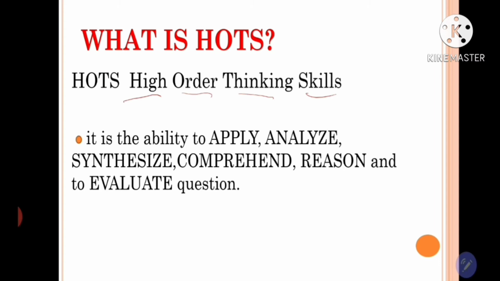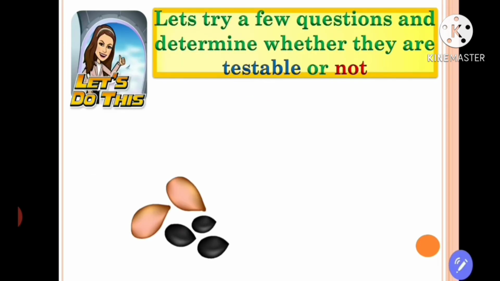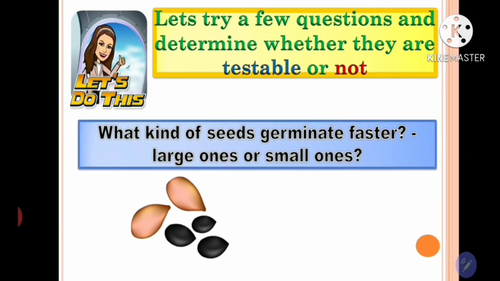Always remember that your question must be testable. Your problem must be testable. Look for a problem that can be tested through experiment. So let's try a few questions and determine whether they are testable or not. For example, number 1: what kind of seeds germinate faster, large ones or small ones? Can we conduct an experiment using the germination rate of the two seeds? If yes, then it is testable.